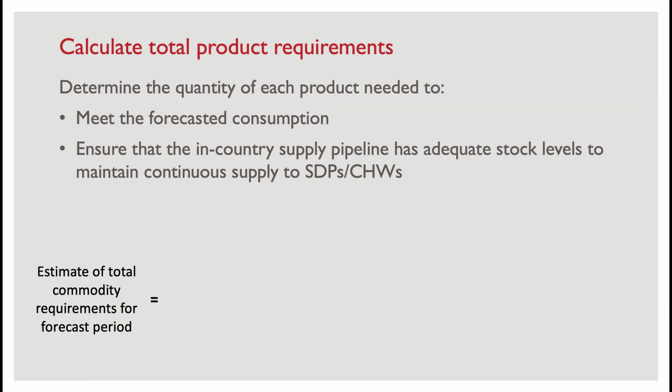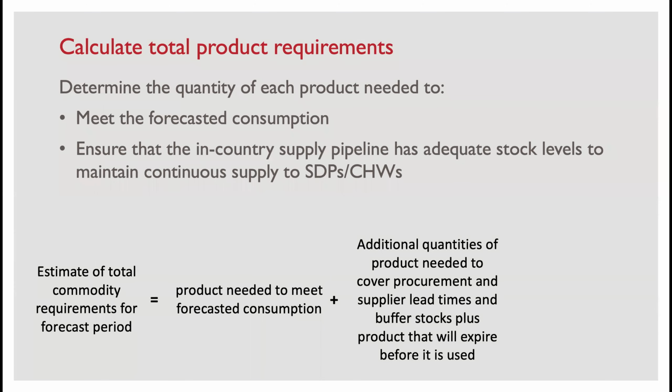So let's look at a practical example, but we will review it again. To get our total commodity requirements for the forecast period, first we need to meet the need of the forecasted consumption. This is like the condom example I did with you a few minutes ago. We have to add in the additional quantity needed to cover procurement and supplier lead times, buffer stock, and any anticipated product expiry or loss. And then we need to subtract the stock on hand and any quantities we already have on order, assuming that those orders will arrive as scheduled.